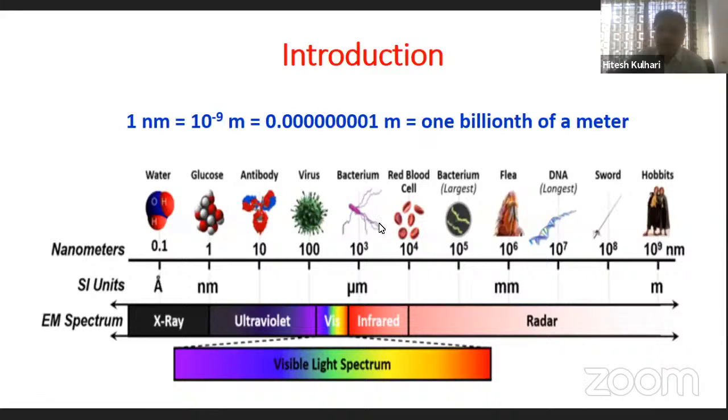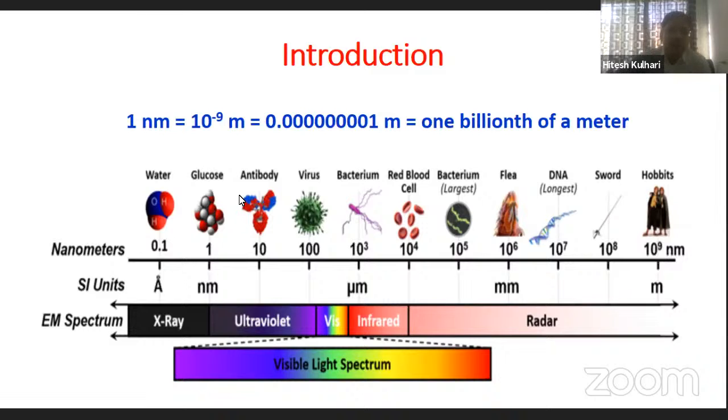Most bacteria, RBCs, and various organisms lie between the micrometer and millimeter size. But again, if we divide 1 micrometer by a thousand, we get 1 nanometer. So the nano scale is the further division of the micrometer size, and 1 nanometer equals 10 raised to power minus 9 meter.